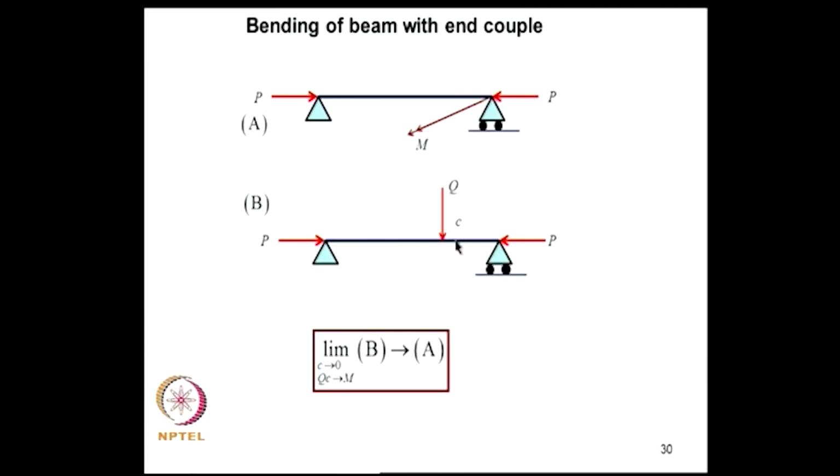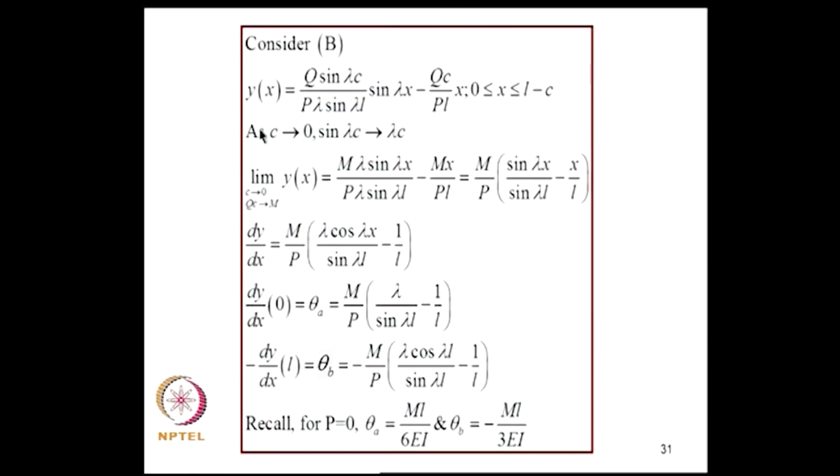There is a load at a distance c. Now, what I will do is I will take the limit of c going to 0, and at the same time q into c goes to m. So, in that case the solution in situation B will go to the solution to the problem in A. So, that can be quickly done. You consider the second situation, I have y of x to be this, and now if I put c equal to 0, sin lambda c will go to lambda c, and the limit of this function as c goes to 0 and qc going to m becomes this.